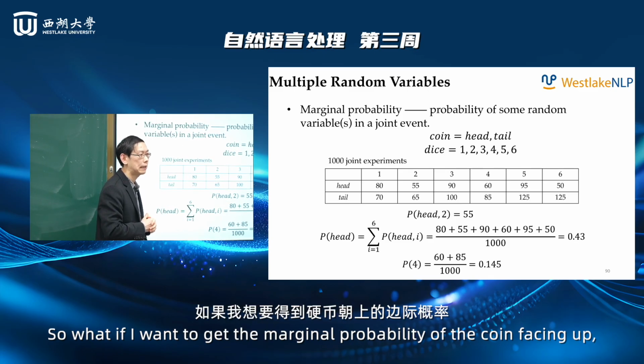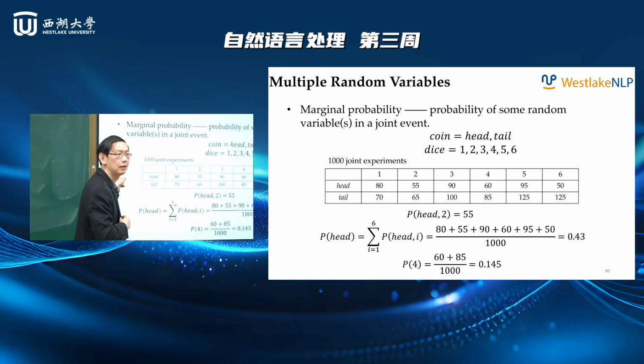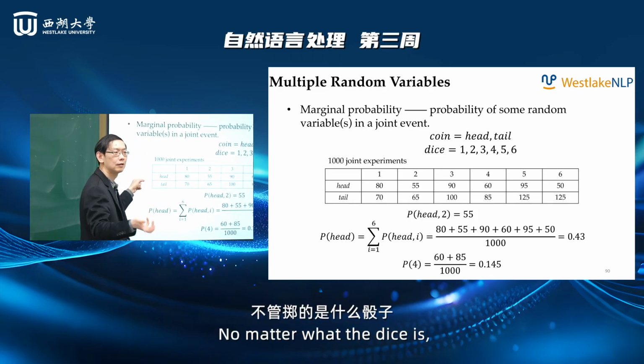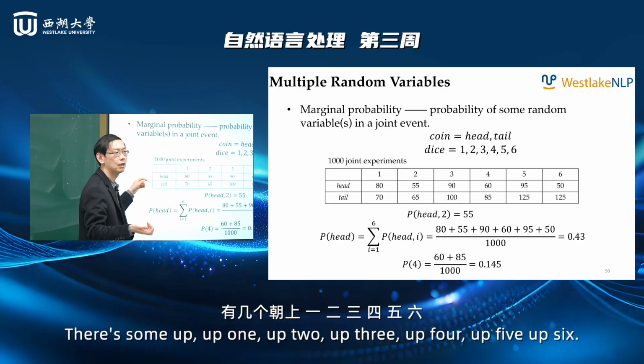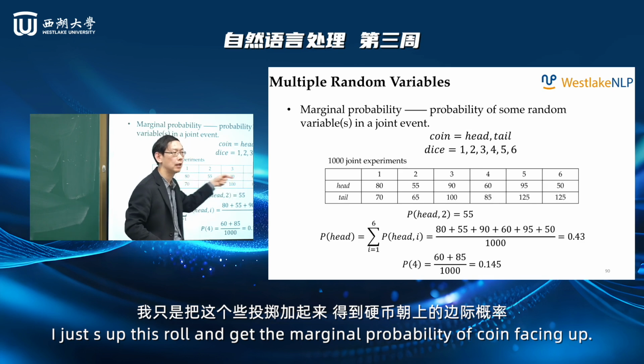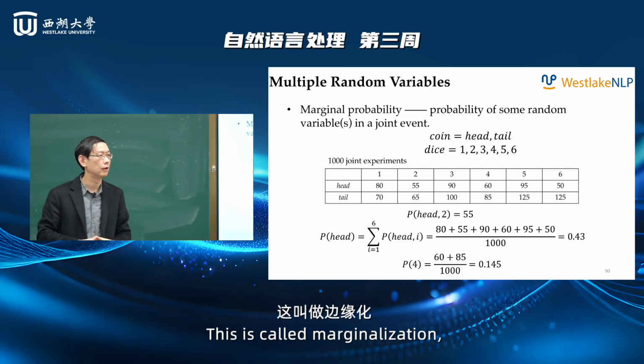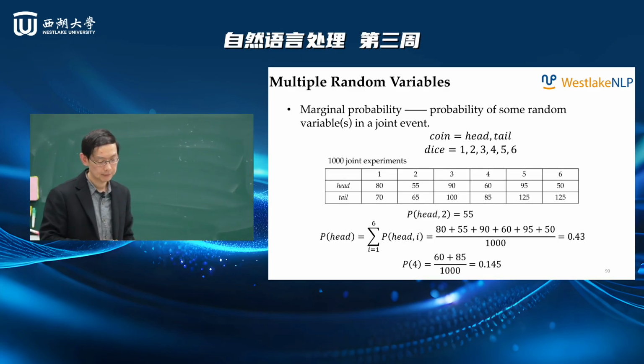So what if I want to get the marginal probability of the coin facing up? Then I just sum up all the probabilities in this row, right? Okay, no matter what the dice is, right? I sum up 1, up 2, up 3, up 4, up 5, up 6, right? I just sum up this row and I get the marginal probability of a coin facing up. Okay, this is called marginalization.